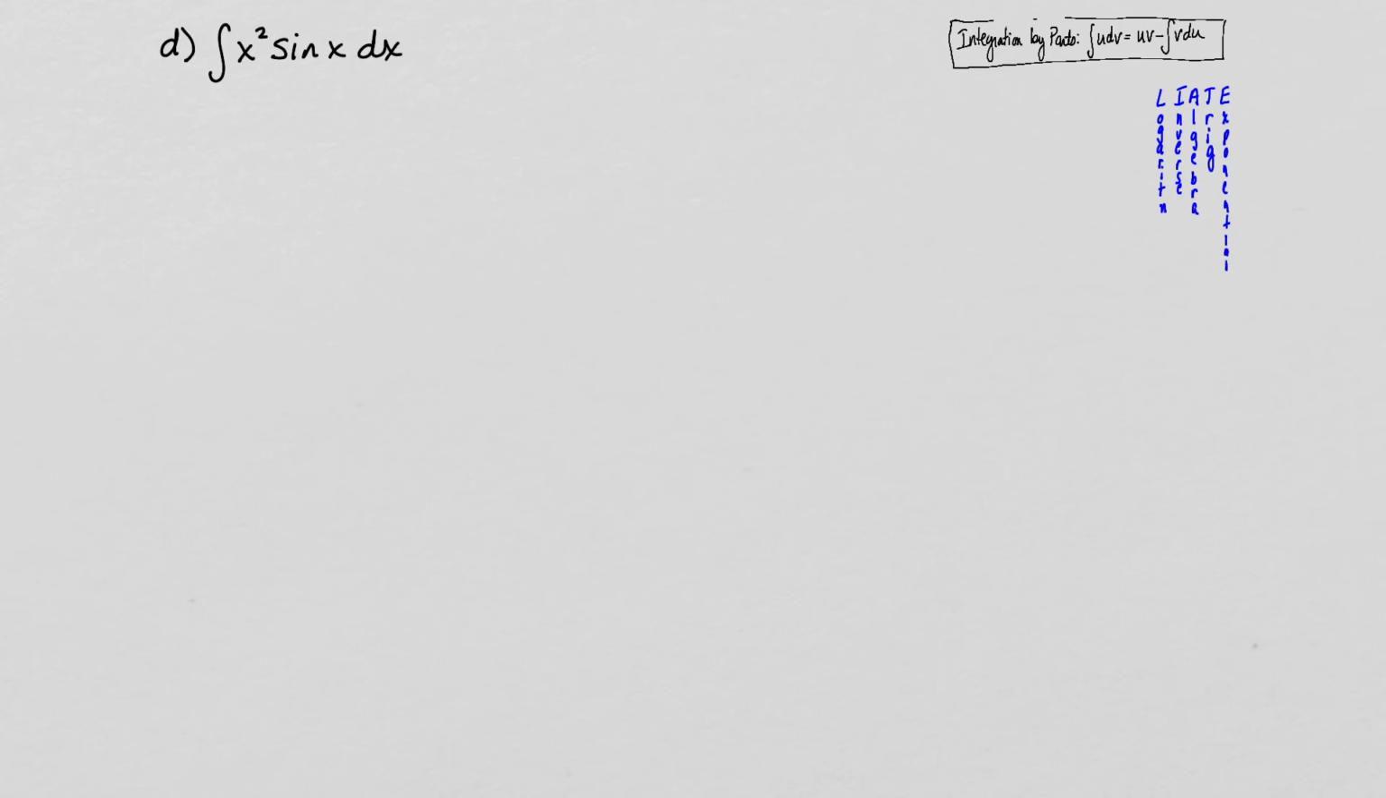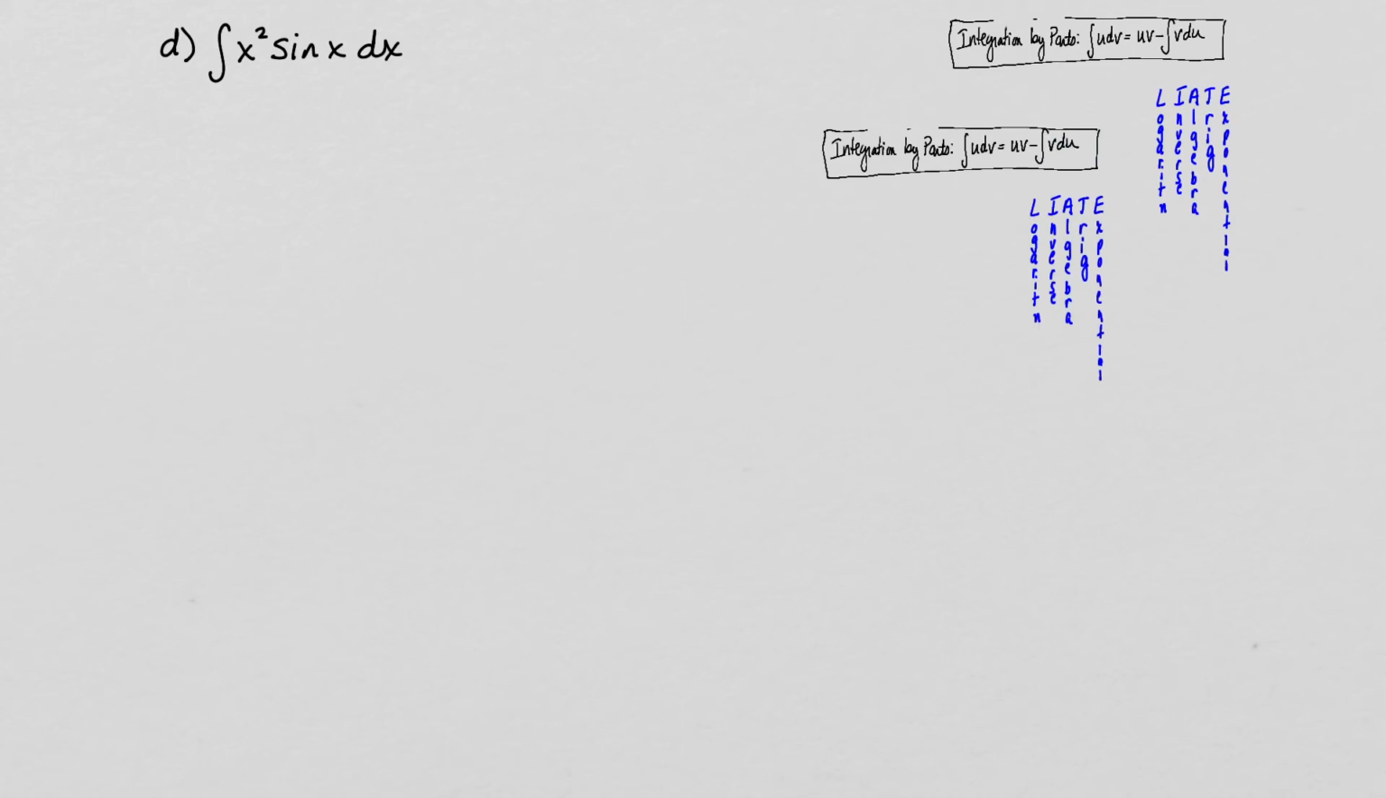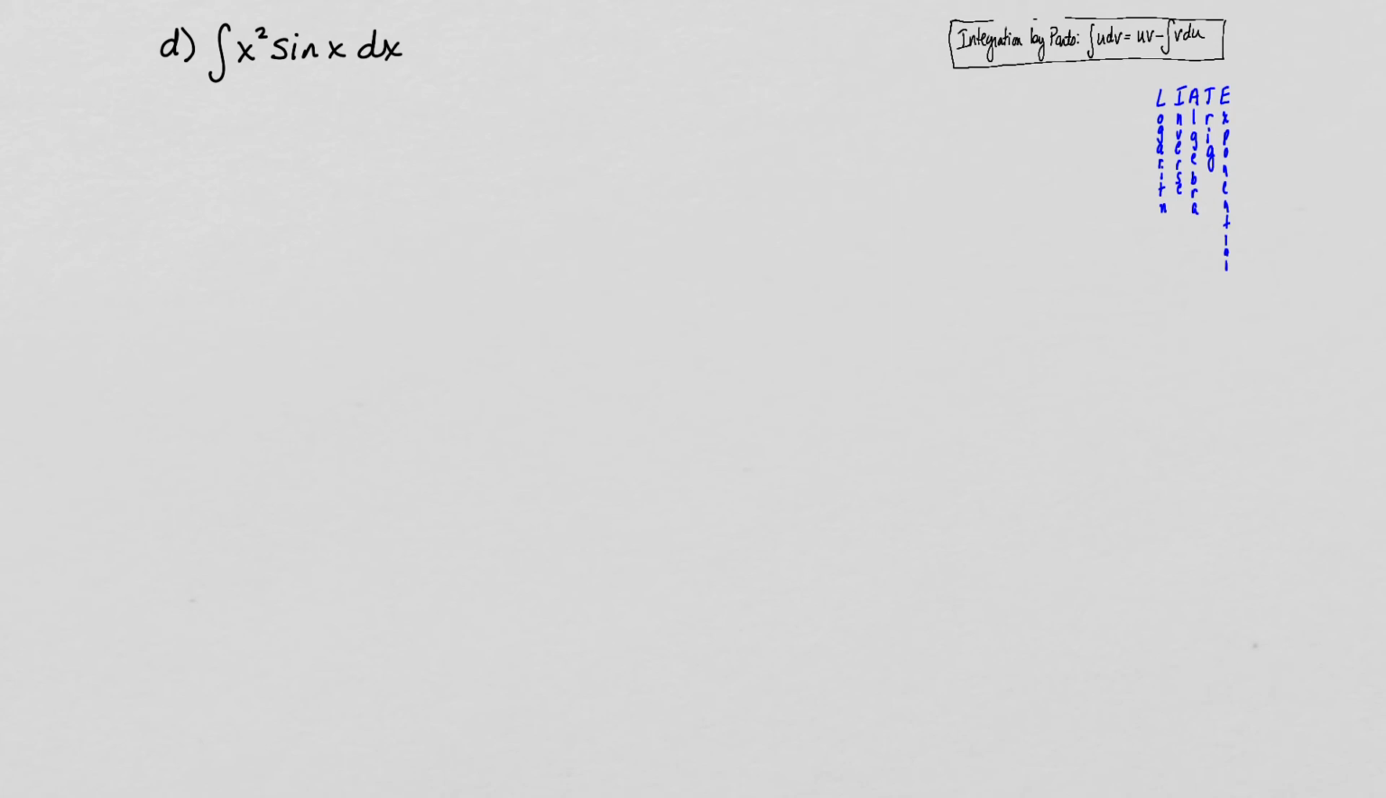Again, if I look at this problem, I know how to integrate x squared, and I know how to integrate sine x, but I don't know how to integrate them when they're multiplied together. So it's not just a regular integral that we know. It's not U-substitution. So it's going to have to be integration by parts.